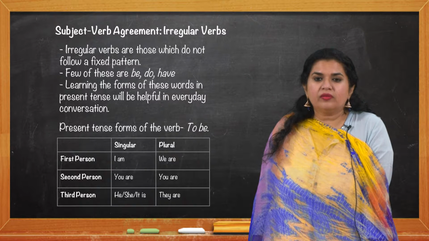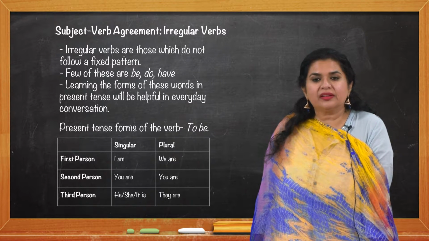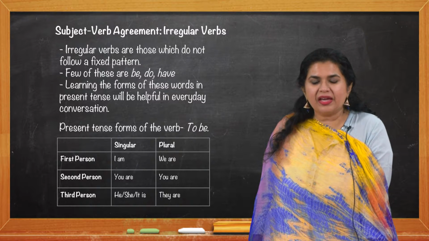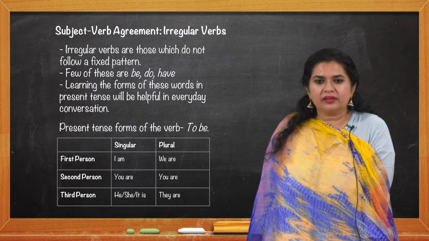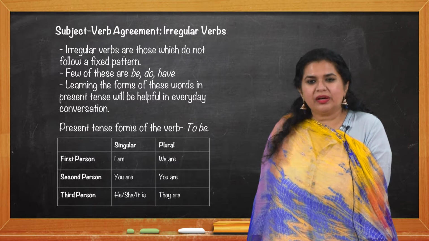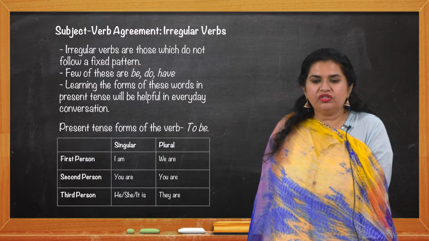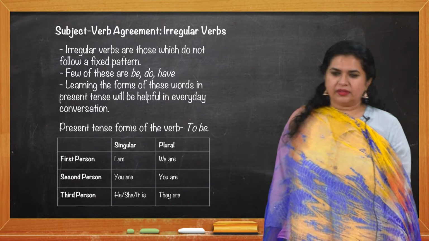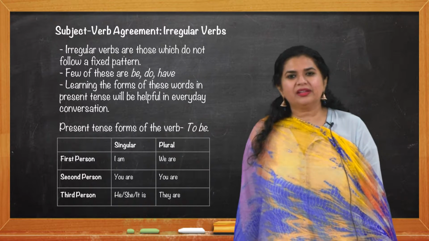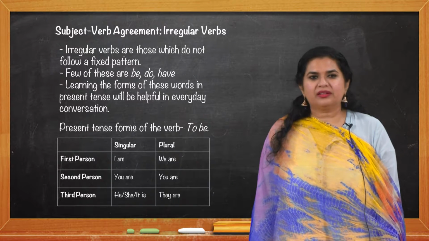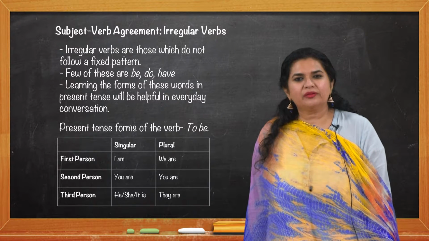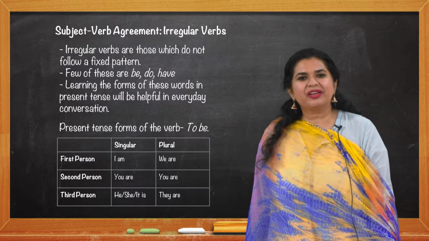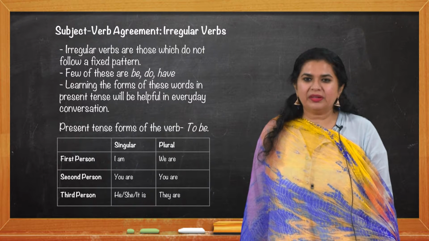Present tense form of the verb to be. So, look at the chart here. First person, second person, third person. I am, plural, we are. You are in second person. Third person, he, she, it is, and they are. No one is implying that you do not know the basic rules, but perhaps some of you have forgotten, therefore we are revising them. So, do not get disturbed about why we are doing something that is so basic.